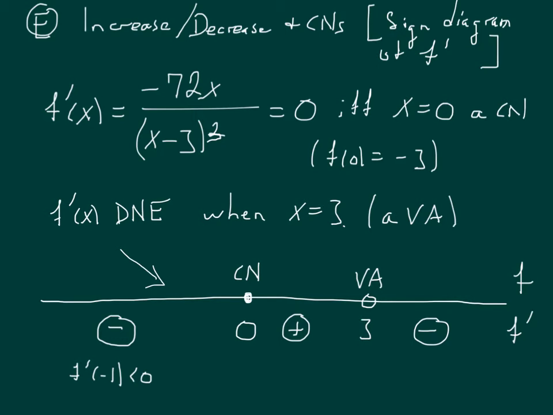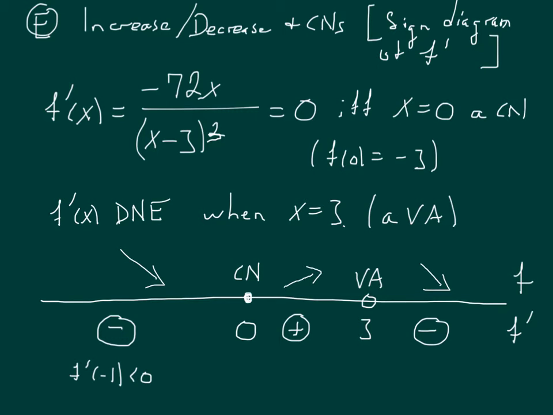On the interval 0 to 3, f prime is positive. That means f is increasing on this interval. And on the interval 3 to infinity, f prime is negative, which means that f is decreasing on this interval. Alright, so that finishes the sign diagram for f prime. We now know where f is increasing and decreasing.